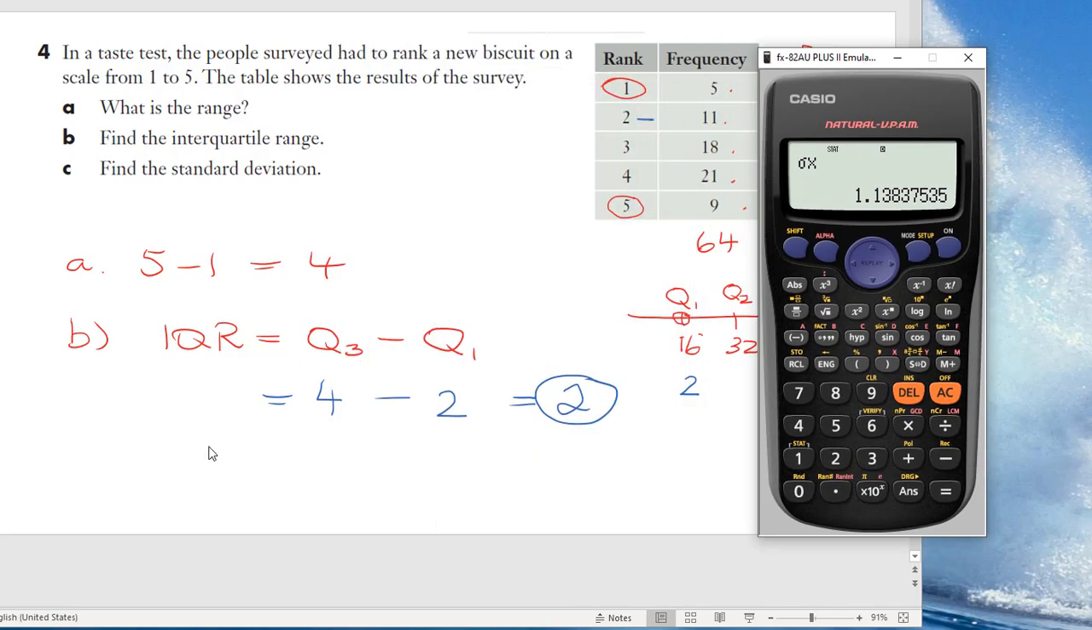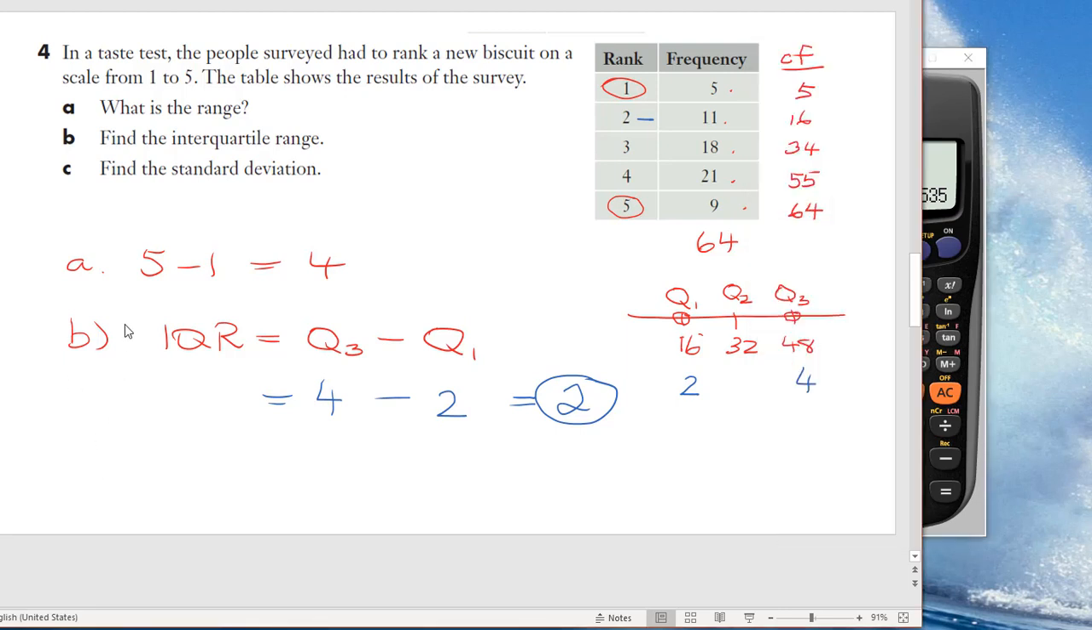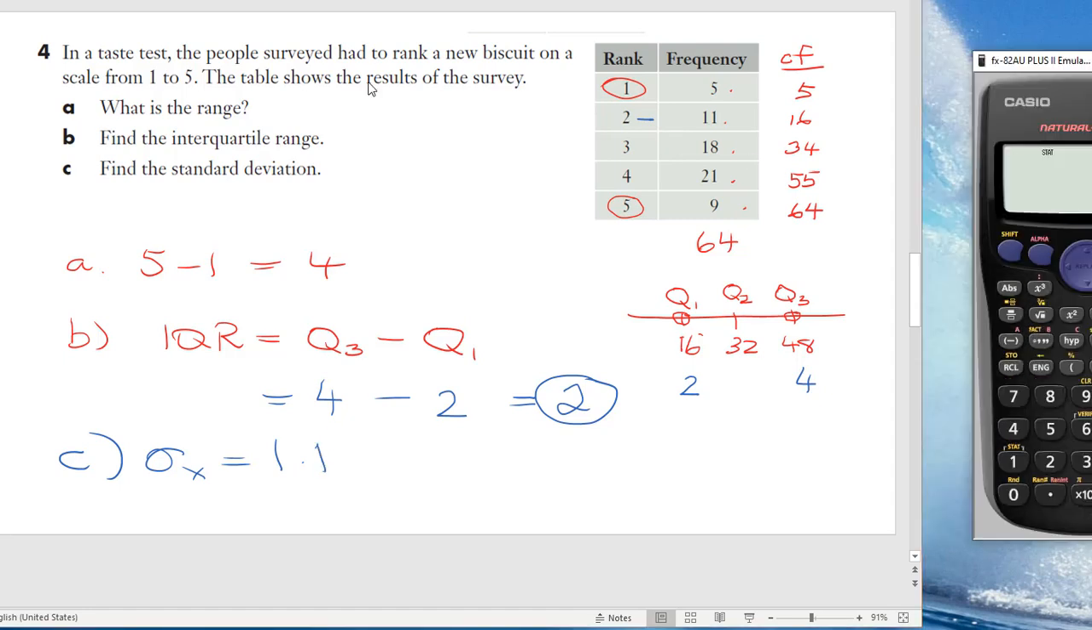Not sure, you know, there's no... Oops. Standard deviation is 1. What do we say? 1.1. Okay, on to question 5.